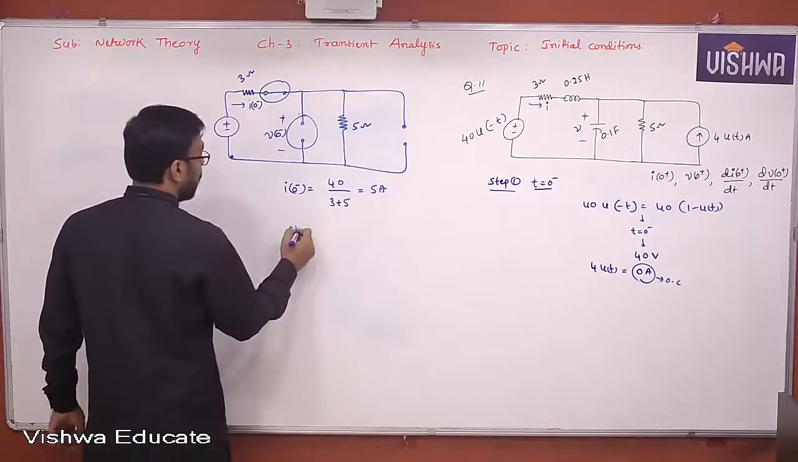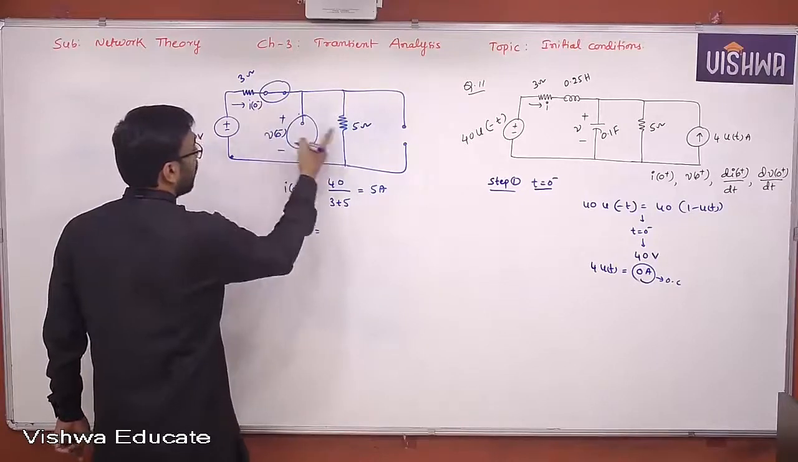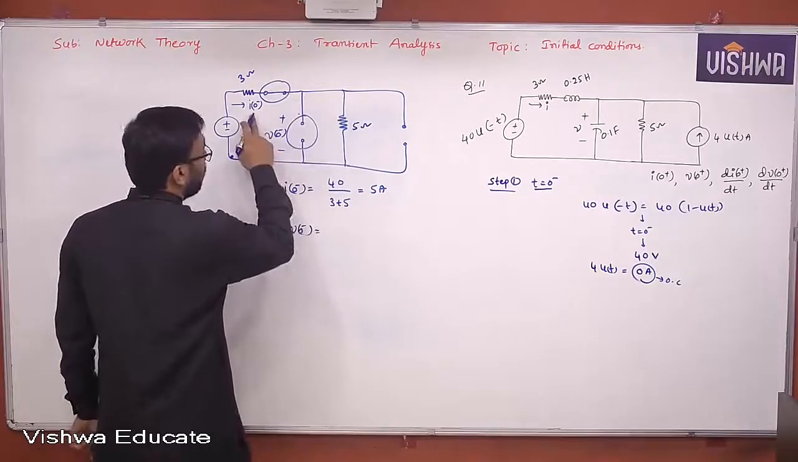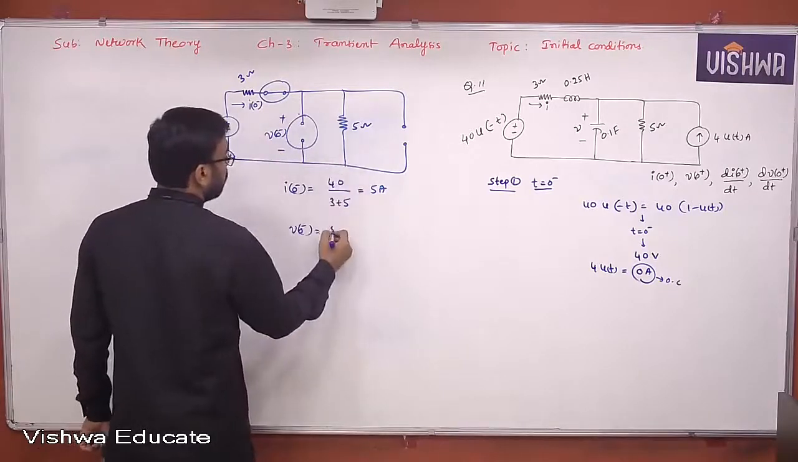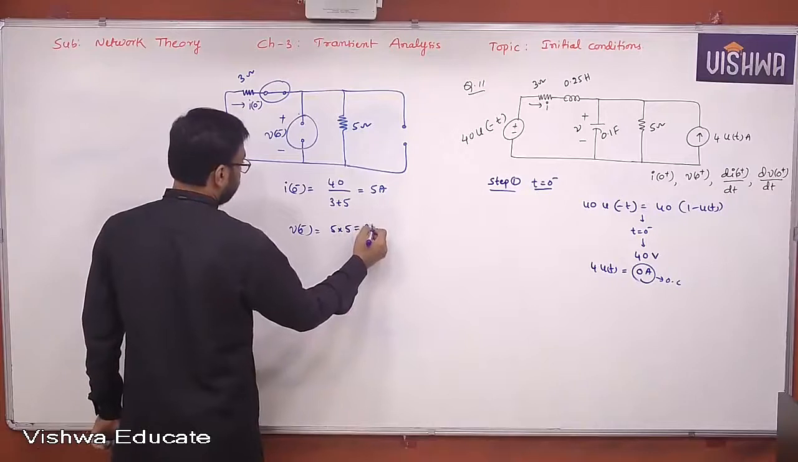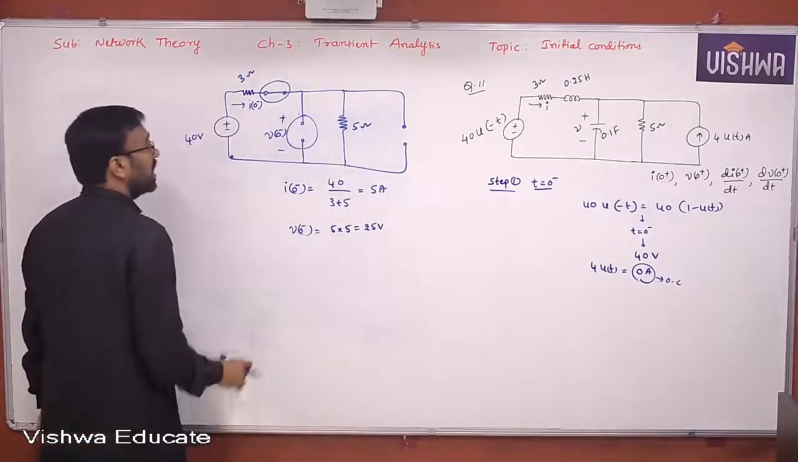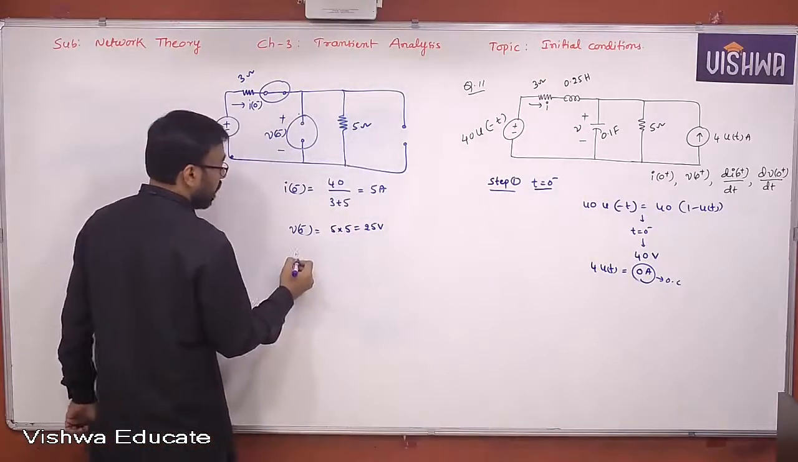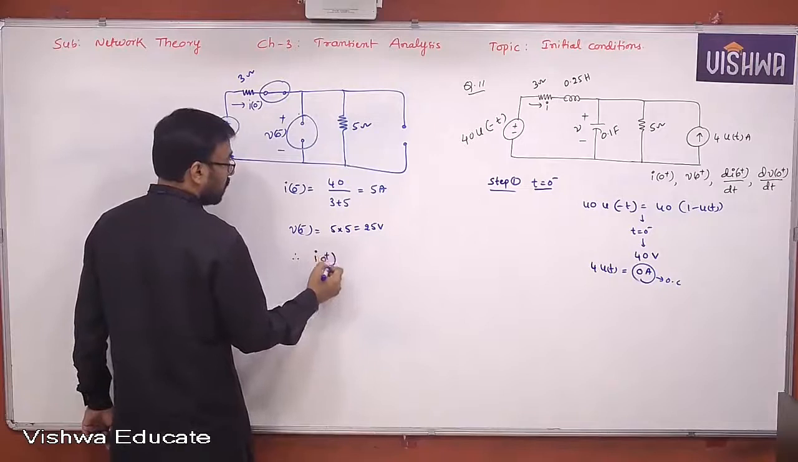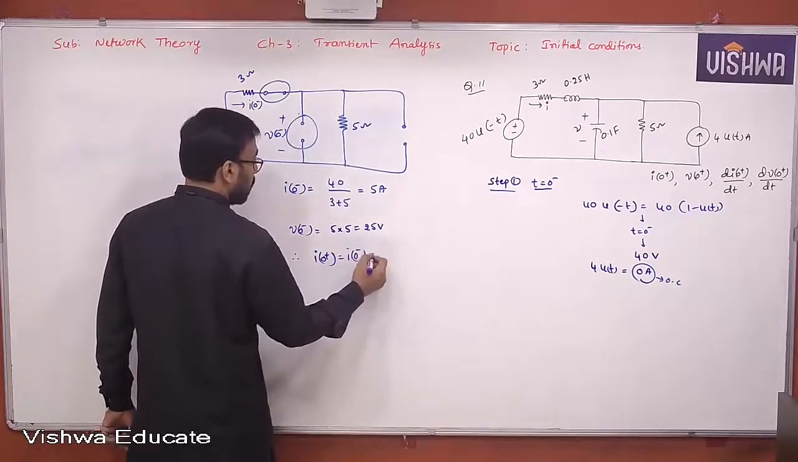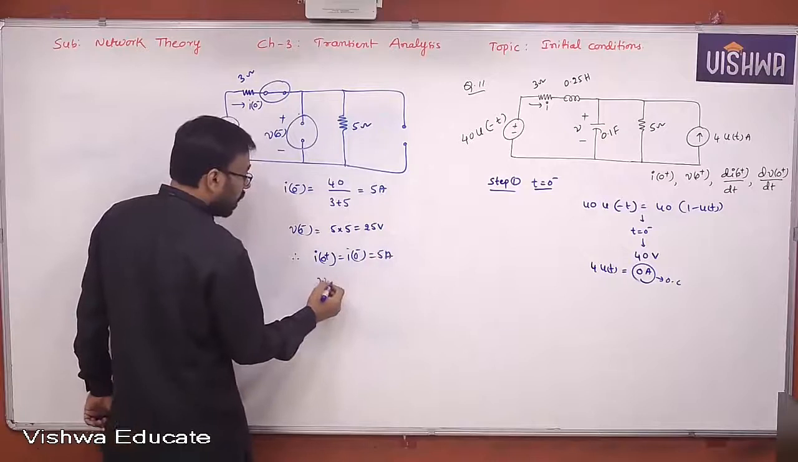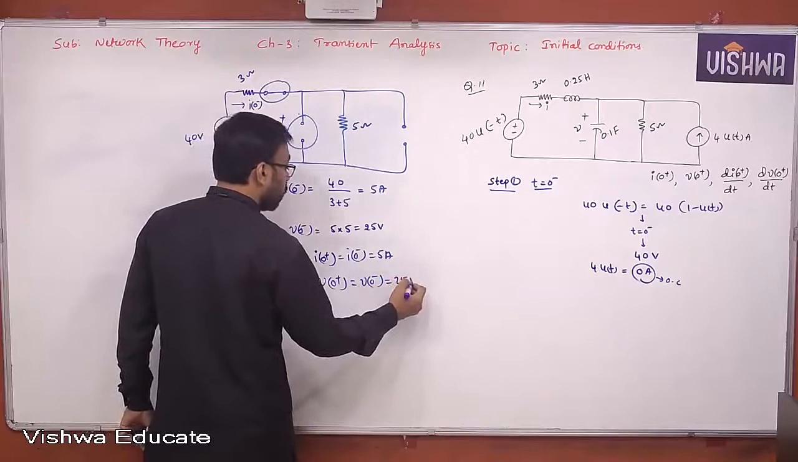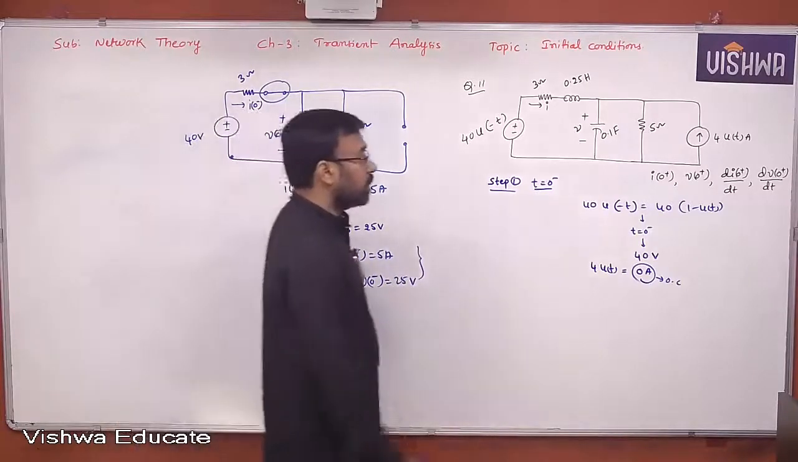What is V of 0 minus? These two are connected in series. You can go for the voltage division rule, or else the same current is flowing here. I of 0 minus is 5, so 5 into 5, that is 25 volts. Since I is the current of the inductor and V is the voltage across the capacitor, I can conclude here itself I of 0 plus is nothing but I of 0 minus, that is 5 amperes. V of 0 plus is nothing but V of 0 minus, that is 25 volts. That's it. So you got the first two questions here.